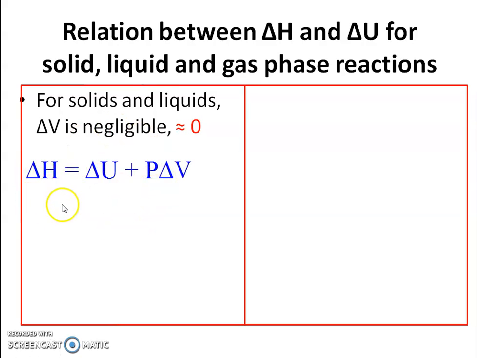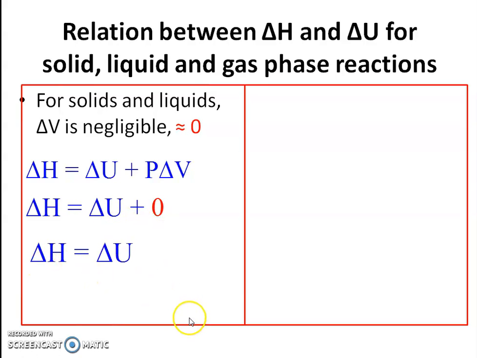Now the mathematical expression for enthalpy change is delta H is equal to delta U plus P delta V. For solids and liquids, this delta V term is 0 and therefore this entire term, P delta V, will be 0. So for solids and liquids, delta H is equal to delta U plus 0, or delta H is equal to delta U.